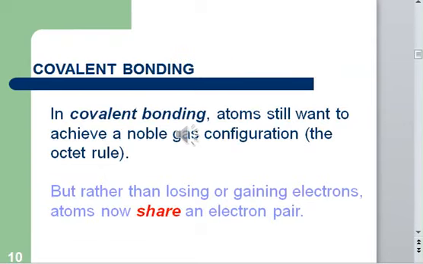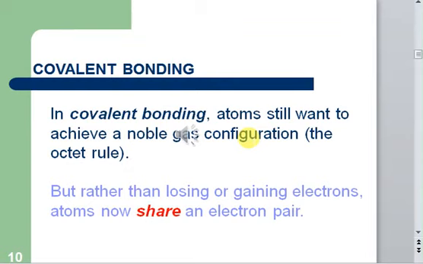So see what the covalent bond is, right? In a covalent bond, atoms still want to achieve a noble gas configuration, right? That means they have to complete the outermost shell, because by completing the outermost shell, they will have a decrease in potential energy, and the decrease in potential energy will lead to stability. But they achieve the noble gas configuration through some other way.